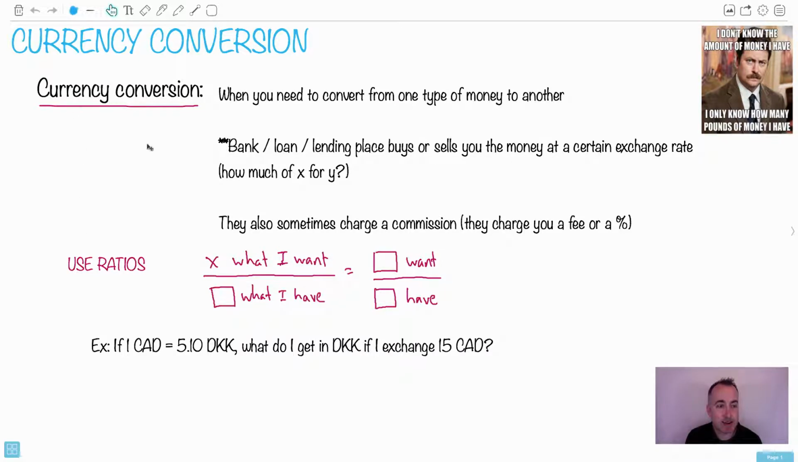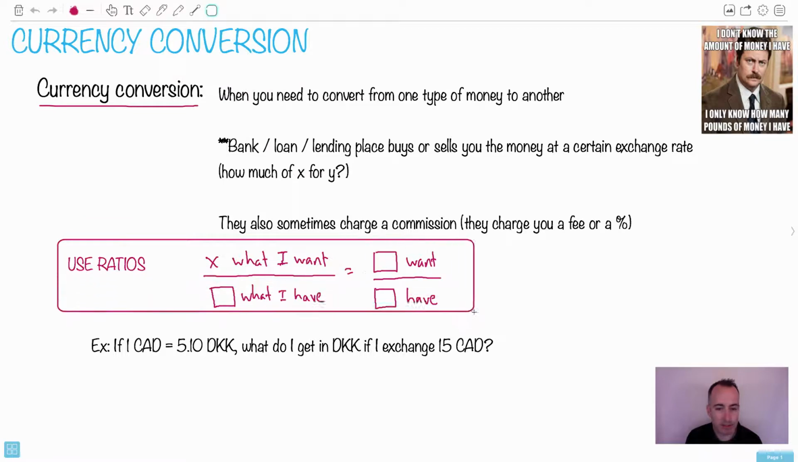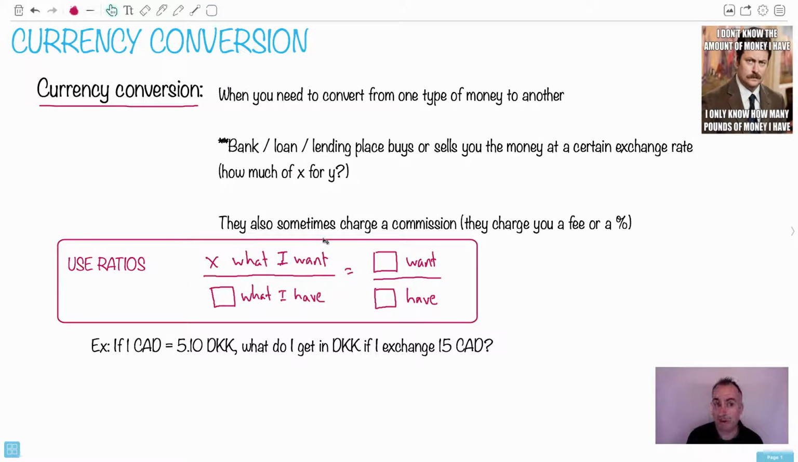Now, this nice little trick that I like to do is to use ratios. This is the key. This is how I do all of these. This sounds a little bit confusing, and I know it's not very clear. But the thing I'm looking for, I call that X. I always give it an unknown value. I say, the thing that I want, I divide that by the thing that I have, whatever units of currency that is. And then I make a ratio of what I'm told.